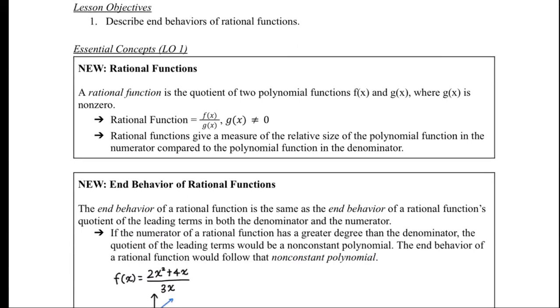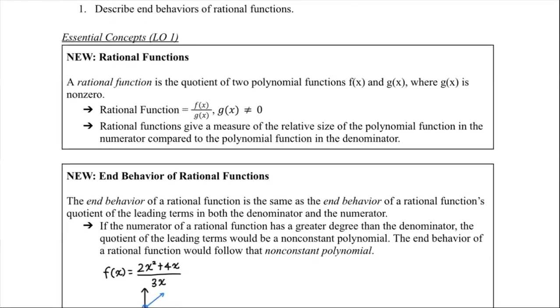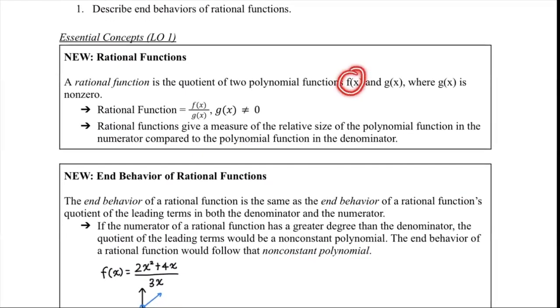A rational function is the quotient of two polynomial functions, f of x and g of x, where g of x is non-zero. So essentially, we can represent a rational function as a quotient of two polynomial functions. So it's essentially a fraction where the denominator and the numerator are polynomial functions. But you have to make sure that the polynomial function in the denominator is not zero.